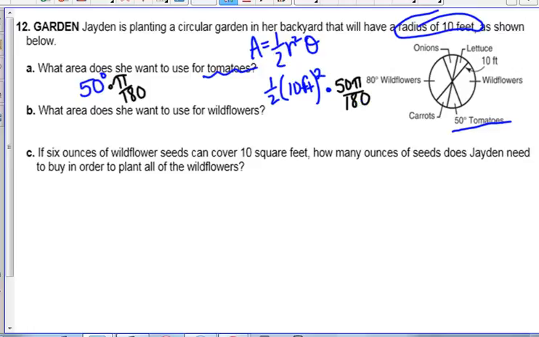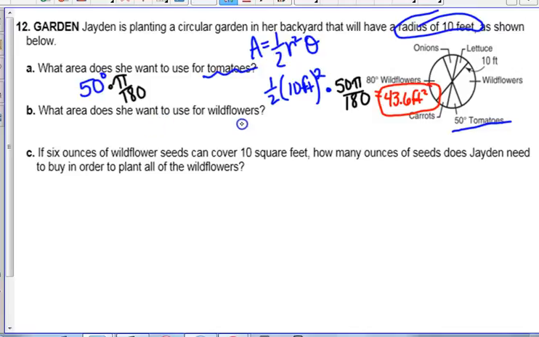Anybody get a decimal? 43. I as well got 43.6 square feet of area for her tomatoes. Anybody not getting that answer? Everybody all right? Instead of 50, you're good? This is the hardest thing we're going to have to do. Or of a sector? Yeah, they're not complicated.